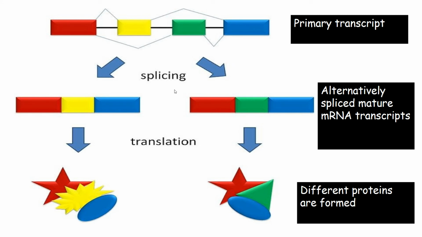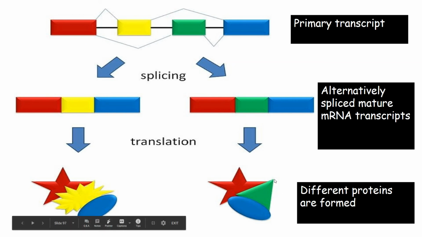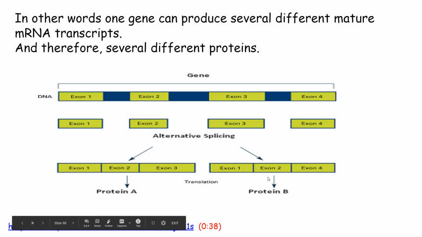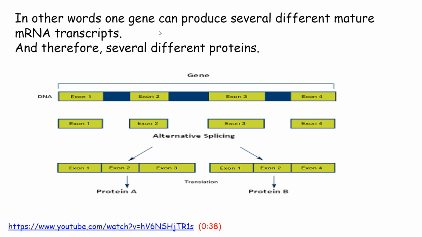So we have a look at that as a diagram. Here is our primary transcript, alternatively spliced mature mRNA transcript. So sometimes these might be the exons which are kept. Sometimes these could be exons which are kept. Obviously, once they're translated, this would result in different proteins being produced. So in other words, one gene can produce several different mature mRNA transcripts and therefore several different proteins.